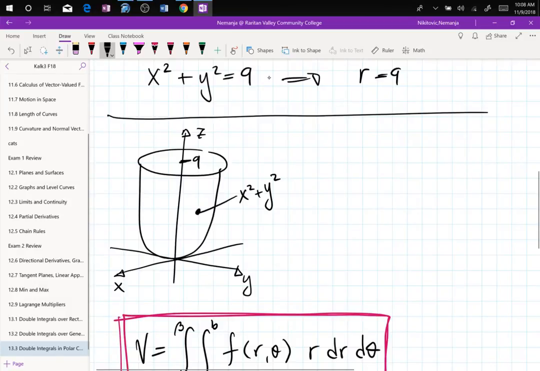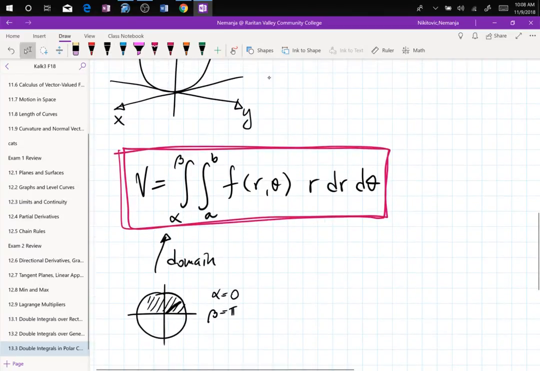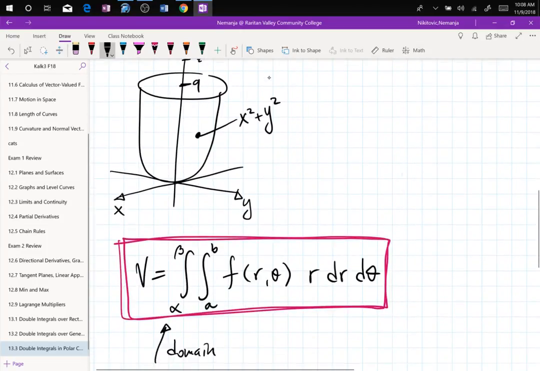So if you cut the watermelon in half, that's 0 to pi, because the entire watermelon is 2 pi going around. So the alpha and beta are going to be the domain. If I only shade half of the circle, it's going to be 0 to pi. Now in our case we are using 0 to 2 pi, because it is a full circle for our picture.